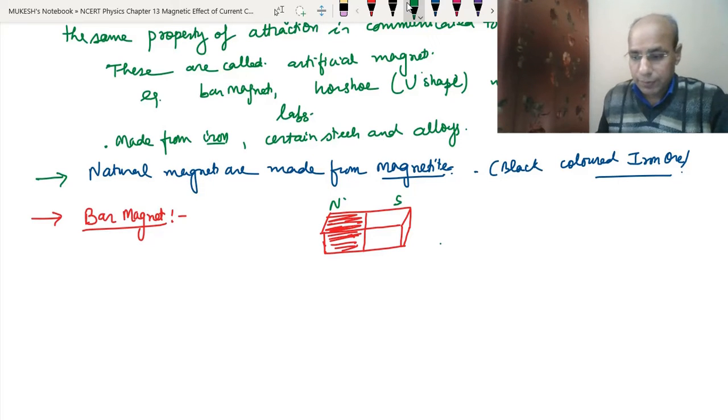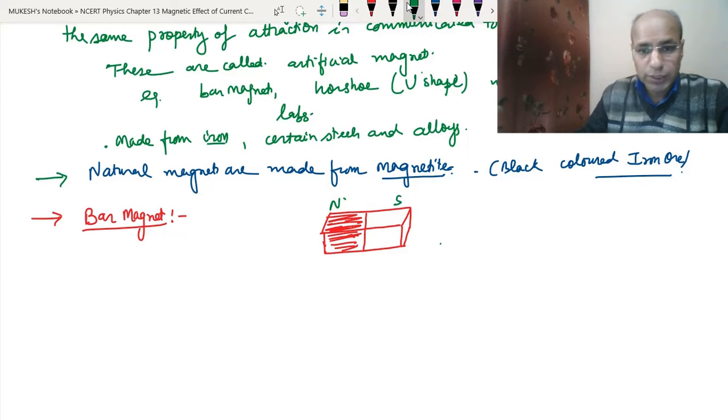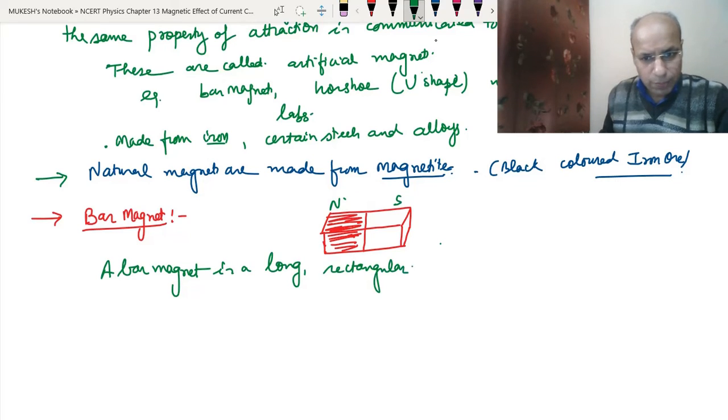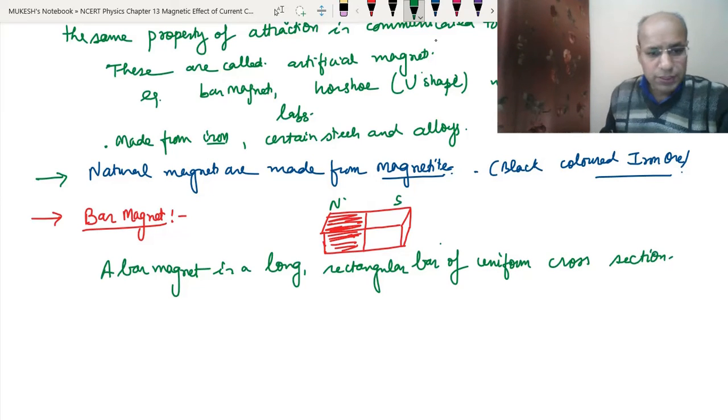Normally the north pole is painted red and the other is not painted, or is painted blue. So we can see the bar magnet is a rectangular bar of cuboid shape, having magnetic properties, in which two poles are present. One is the north pole, the other is the south pole, and we use them in science laboratories. A bar magnet is a long rectangular bar of uniform cross section. Here you can see the cuboid shape.